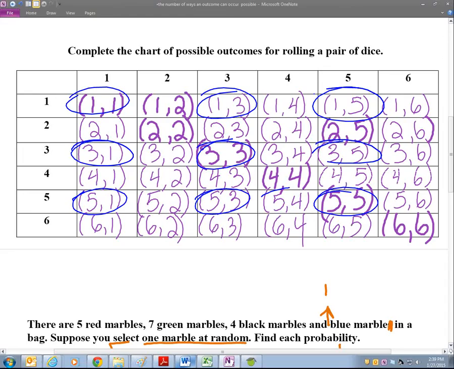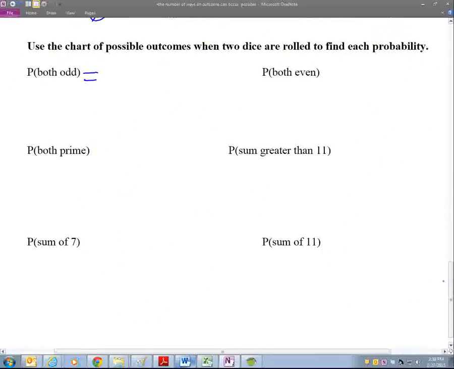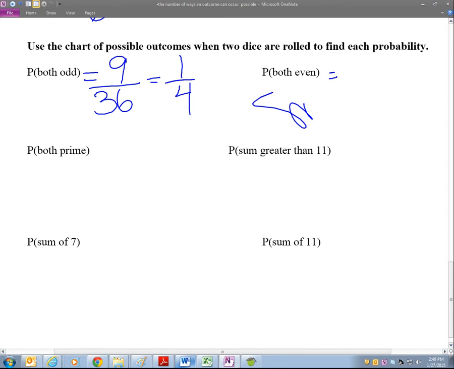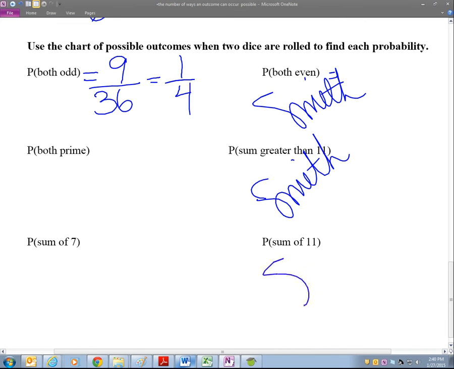Don't circle those because you'll make it look bad on yours. Okay? So we have 9. So there's 9 out of how many possibilities are there? 36 possibilities. Corey, turn around. 36 possibilities. That can simplify down to 1 of 4. And then naturally, both even, it's going to be the same thing. A sum greater than 11, there's only 1 of them. And this is all on my website if you guys want to get those worked out.